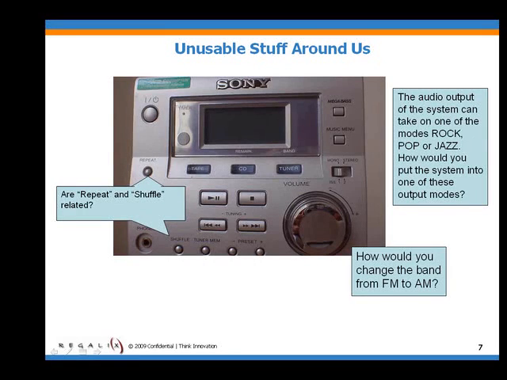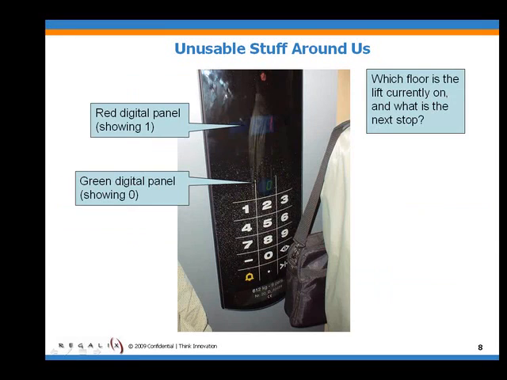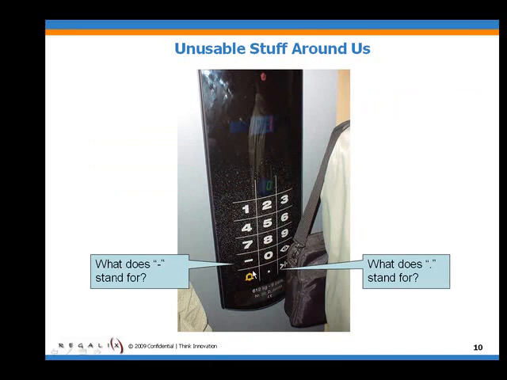Looking at some more examples, here is an example of a panel on a lift. I've taken this because this is unique to two digital panels. Most lifts will have one panel, digital or otherwise, and this one has two. There is a red panel. Minus stands for what? What does dot stand for? I'm not sure.